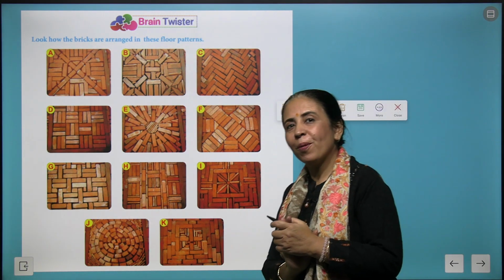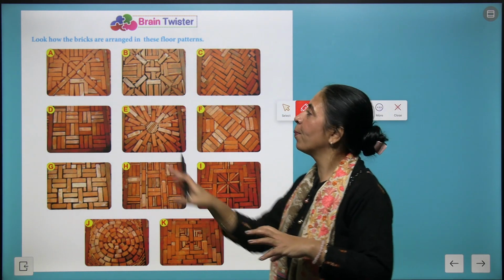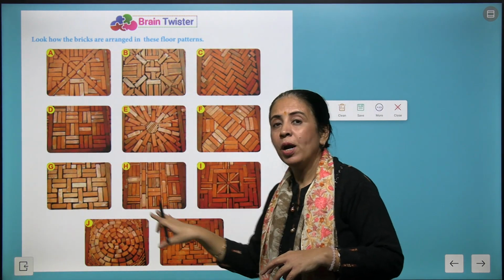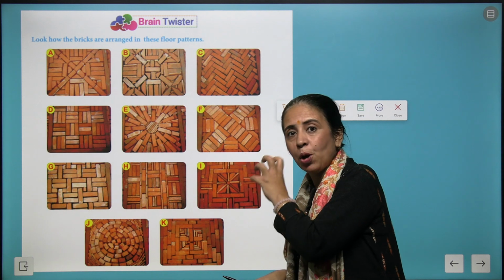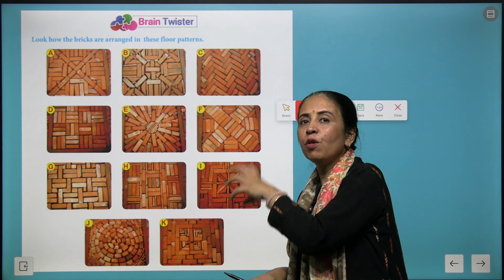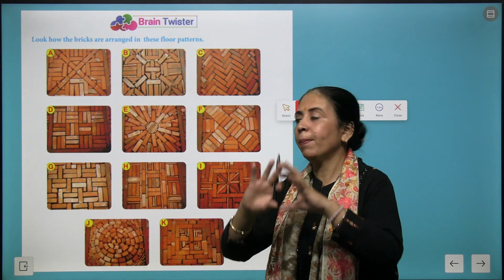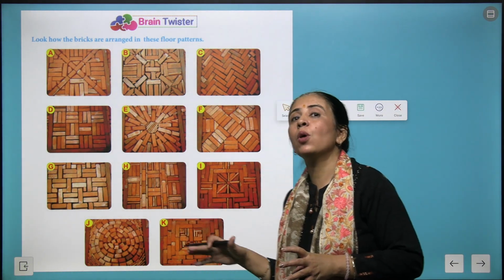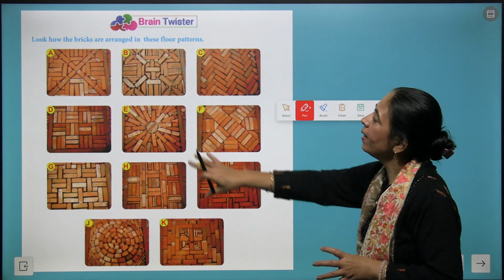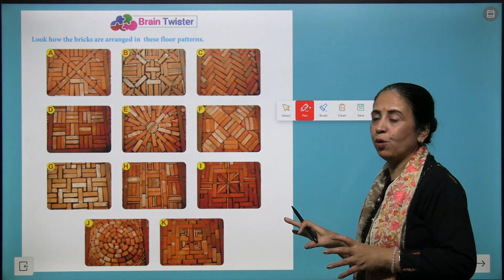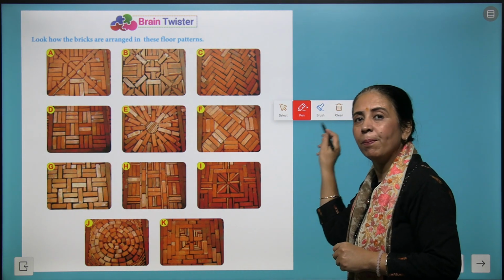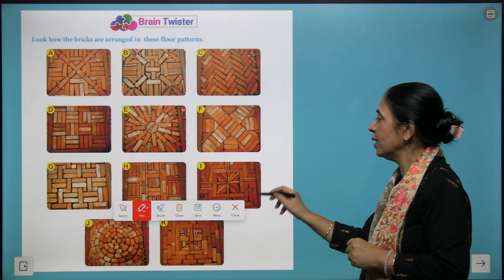Now we have your brain twister. So here I have brought different arrangements of bricks for you. If you focus on them and observe them carefully, you'll find that some of them are making circular patterns, some of them are making vertical and horizontal patterns, and they give beautiful looks, and all of them are created with the help of only bricks which are rectangular in shape.